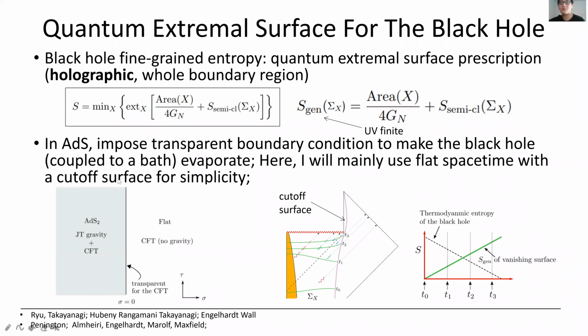In AdS, there's a problem because we usually impose the reflective boundary condition, so large AdS black holes don't evaporate. One of the steps that these two papers last May made is that we should impose a transparent boundary condition on the boundary of AdS. Then the black hole can evaporate into a so-called bath system. I will show you a more detailed diagram for AdS, but the physical picture is the same. I will use the flat space-time picture here with a cutoff surface, and I assume that on this cutoff surface this formula still applies.